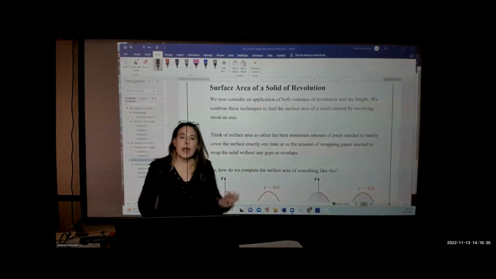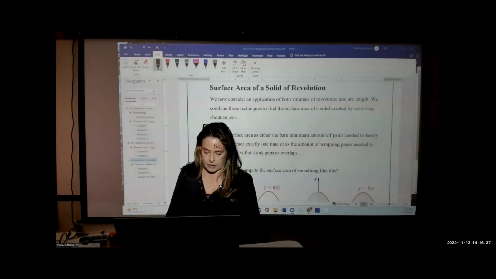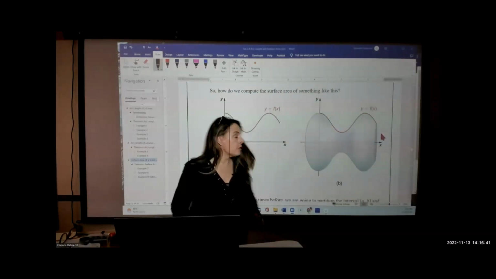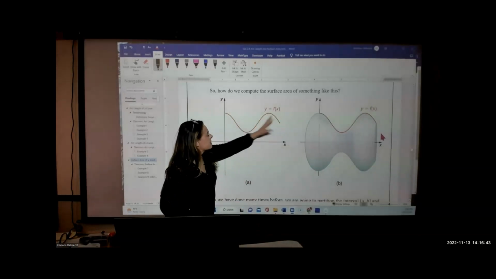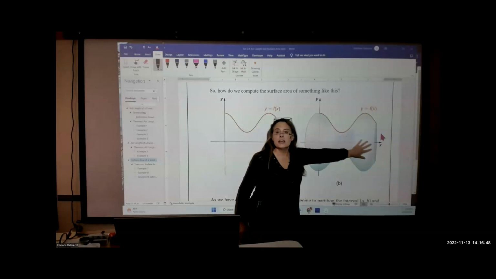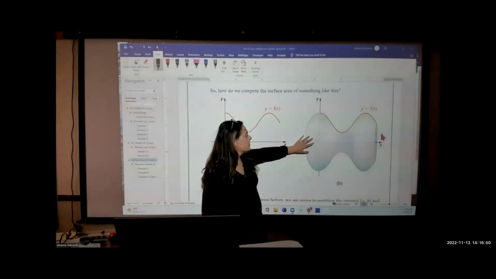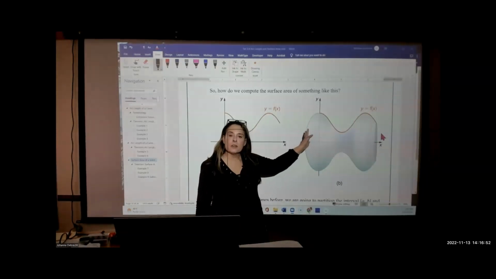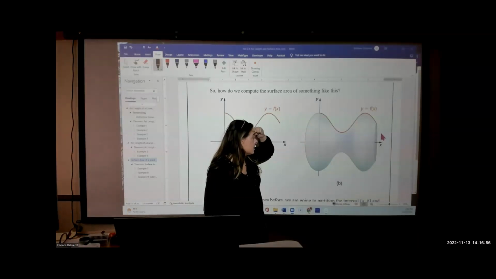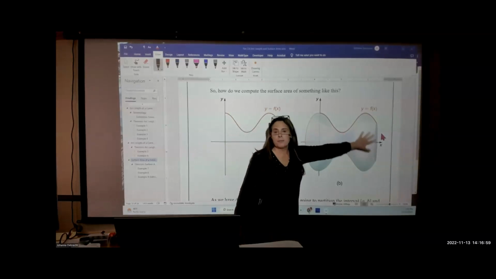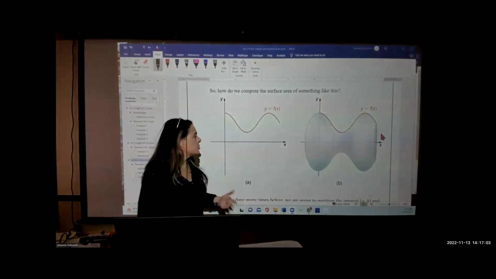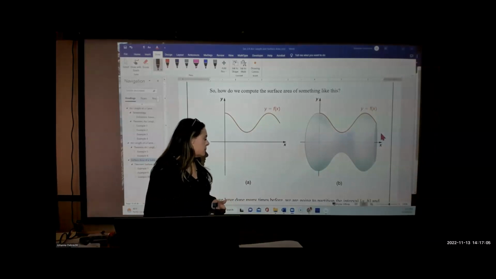So we want to know, how do we compute the surface area of some shape that looks like this? You can see here that we have a curve, y equals f of x, in orange, and it's been revolved around the x-axis, producing this solid of revolution. In the past, we were looking at the volume of this solid of revolution. Now we want to know, if I want to paint it, how much paint do I need? So we're looking at the surface area of this solid of revolution.